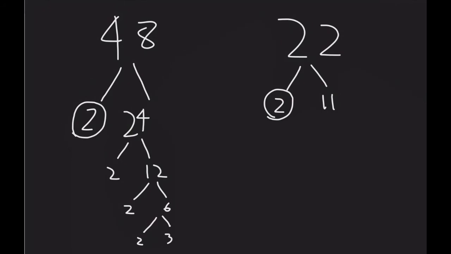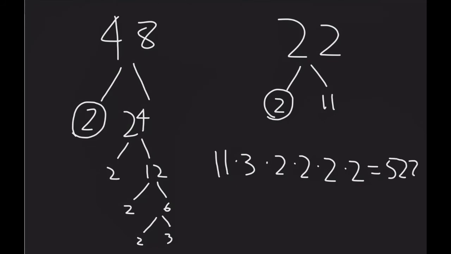Now let's multiply all of the prime factors together. 11 times 3 times 2 times 2 times 2, and then the repeated one 2. Alright, so then this comes out to 528. And that's the LCM of 48 and 22. Let's do another example with 3 numbers.